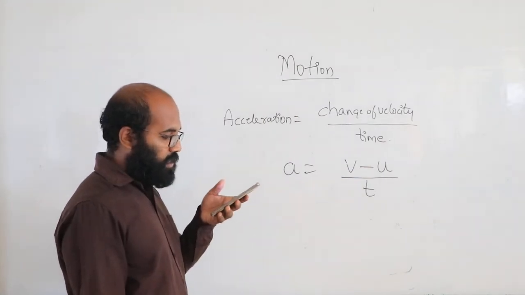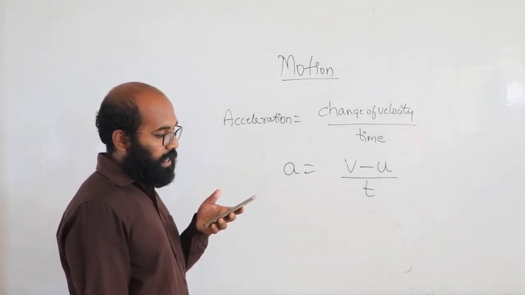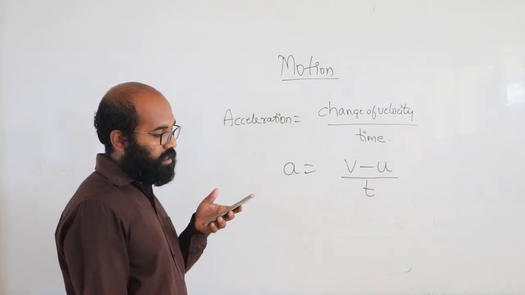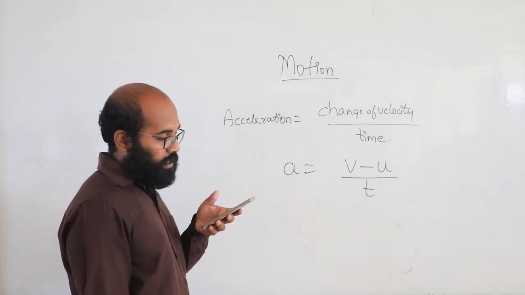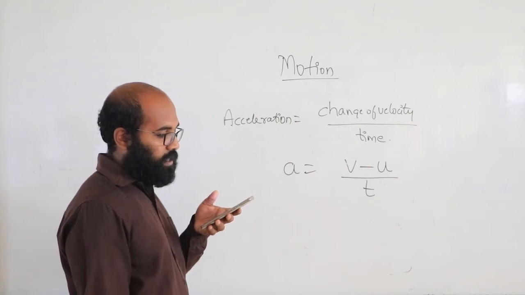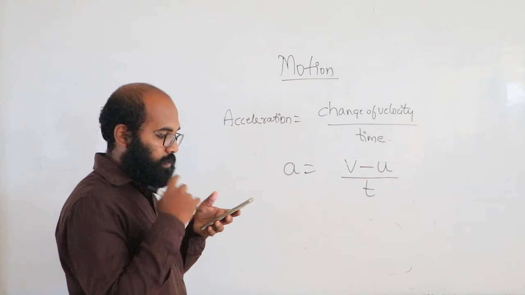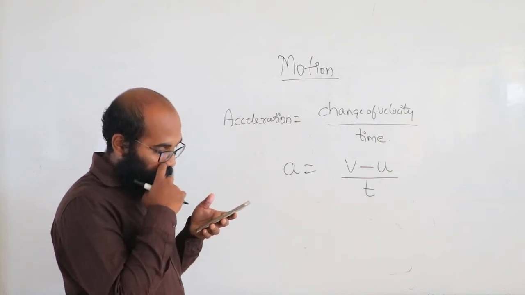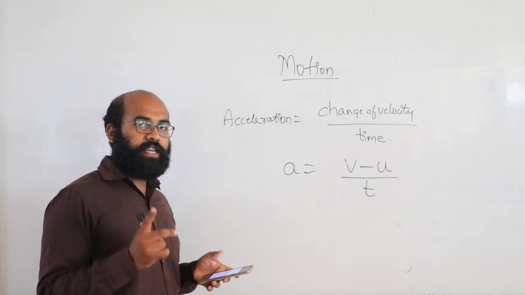Starting from a stationary position, Rahul pedals his bicycle to attain a velocity of 6 meters per second in 30 seconds. Then he applies the brake such that the velocity of the bicycle comes down to 4 meters per second in the next 5 seconds. Calculate the acceleration of the bicycle in both the cases. There are two different cases. Let's take the first.